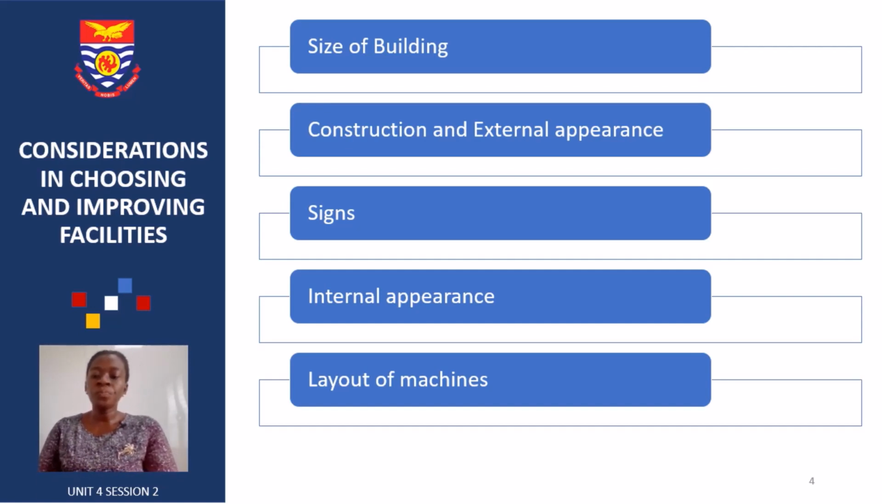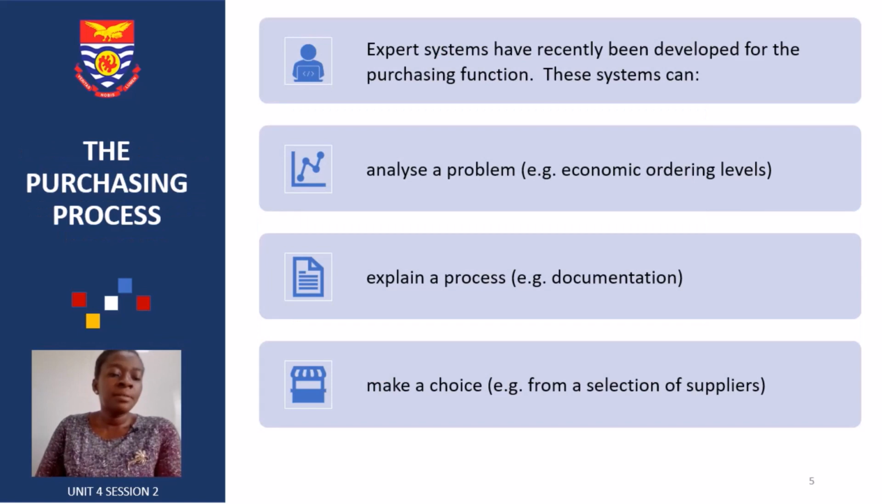Now in the purchasing process, we're saying that there are some things to look out for. We have expert systems which have been developed for the purchasing function. Some include analyzing a problem or the economic ordering level. We have other things that help you explain the process, like documentation, and then sometimes when we make a choice from the selection of your suppliers, these are things you need to look out for.